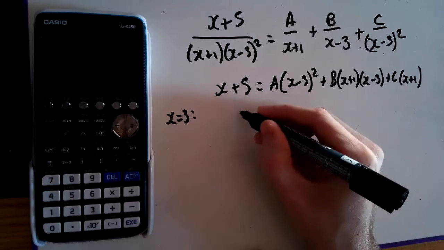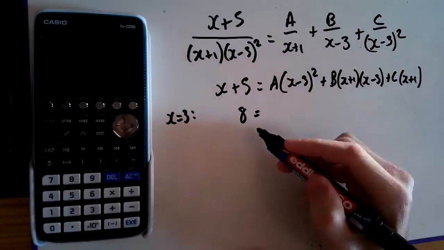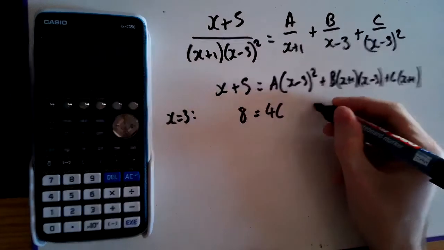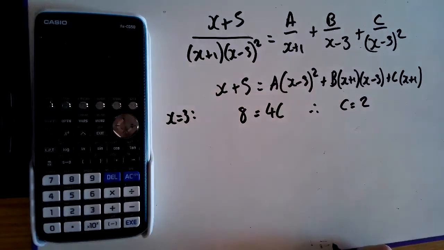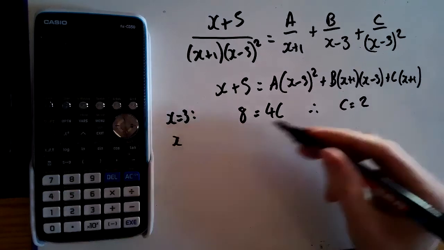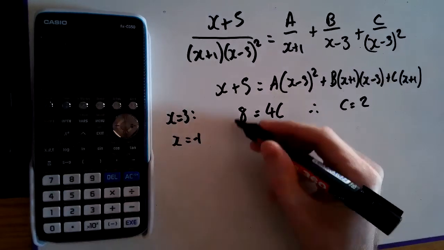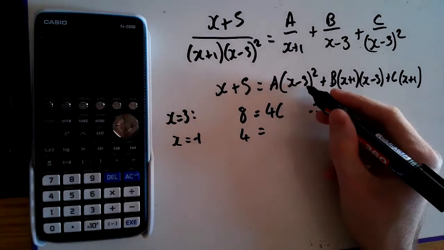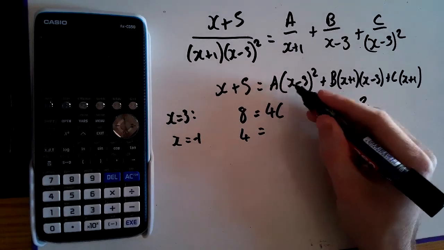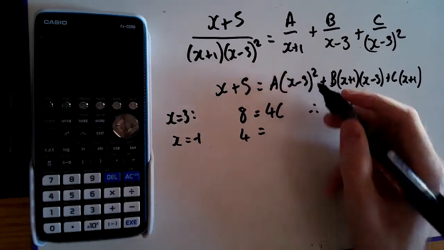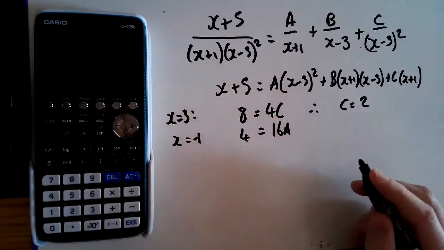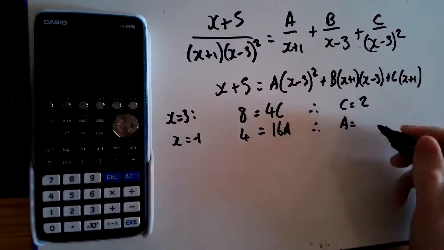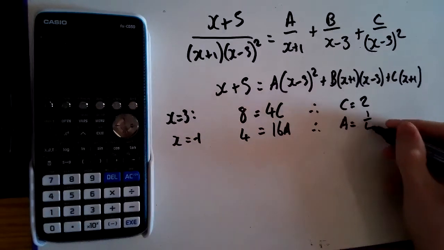So on the left hand side, I get 8. That turns to 0, that turns to 0, that turns to 4c, so therefore c is 2. I want to sub in x is -1, so I get -1 plus 5 is 4, -1 take away 3 is -4, -4 squared is 16, 16a. That disappears, so therefore a equals 4 divided by 16, so a quarter.